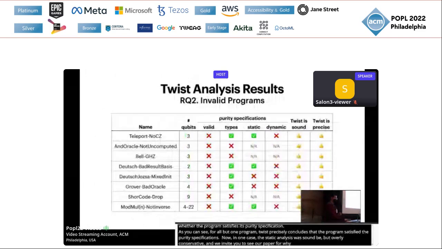Next, let's examine whether Twist's analyses are soundly rejecting invalid programs. We modified several of the benchmarks from the previous table to introduce a subtle bug, such as changing or removing a critical quantum gate, such that they'll no longer satisfy their purity specification. As you can see, in all cases, Twist soundly determines that the programs are invalid, either statically or at runtime.